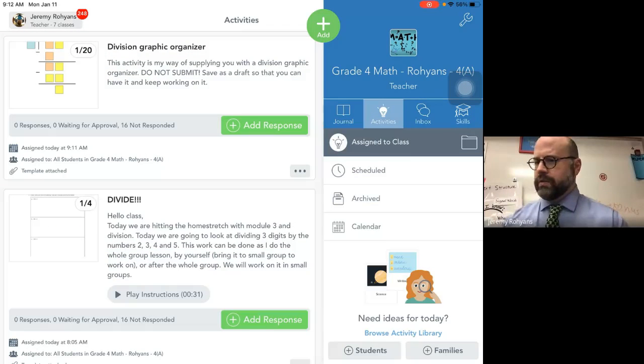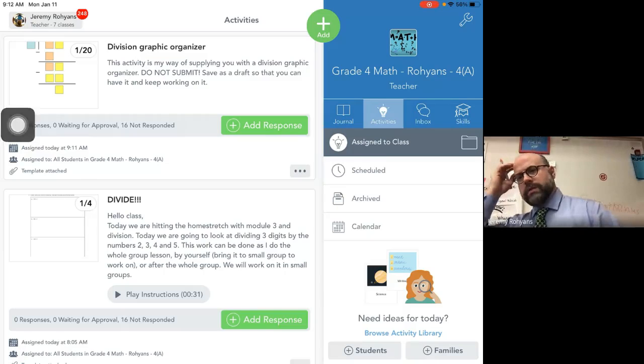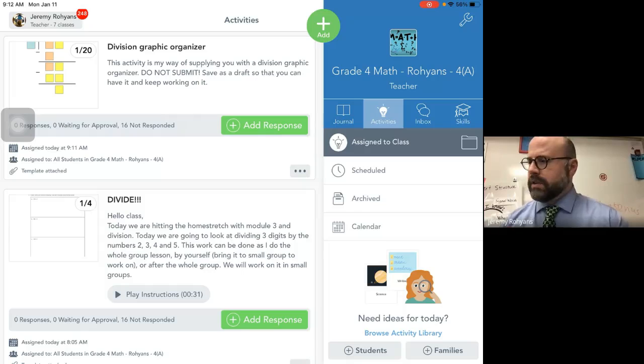All right, so go to Seesaw Math. And in Seesaw Math, you're going to see this right here. It says Division Graphic Organizer. I'm on it. Just open that bad boy up. And we'll give a couple more minutes for people to show up for the math lesson. Well, at least Preston is coming to that.